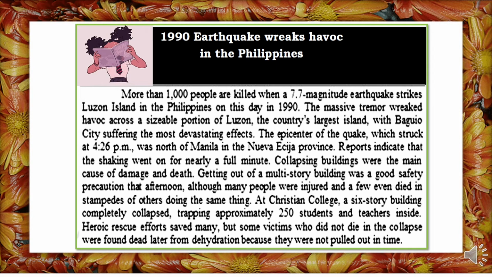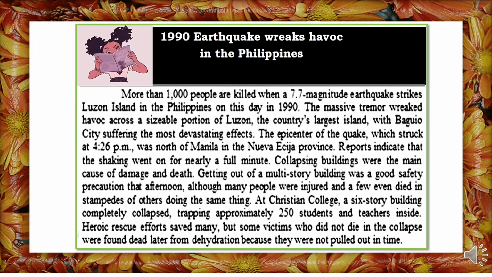The epicenter of the quake, which struck at 4:26 p.m., was north of Manila in the Nueva Ecija province. Reports indicate that the shaking went on for nearly a full minute. Collapsing buildings were the main cause of damage and death. Getting out of a multi-story building was a good safety precaution that afternoon, although many people even died in stampedes of others doing the same thing.